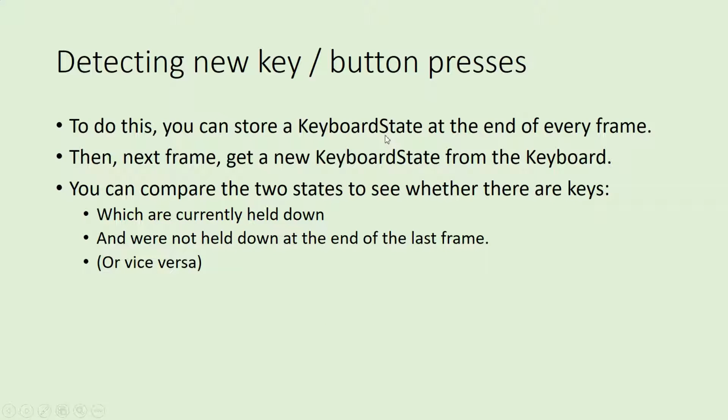Now, if you want to detect whether a key on the keyboard or a button on a gamepad has just been pressed, then what you need to do is store a keyboard state at the end of every frame, and then in the next frame you get a new keyboard state. So that gives you two keyboard states, one telling you which keys are currently held down this frame, and which ones were held down at the previous frame. And if the two are different, one's currently held down and one's not held down, then you know that it's just been pressed right now. And vice versa, you do it the other way around. If it's currently up and it wasn't up before, then you know they've just let go.